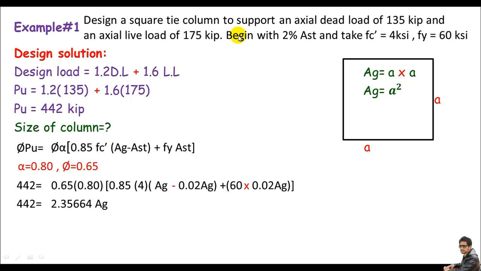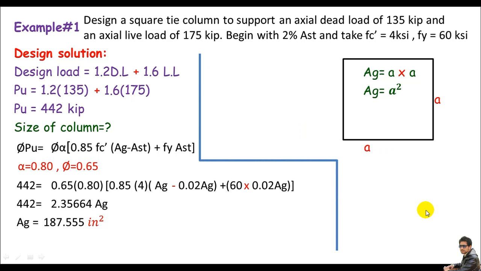Alright, divide both sides by 2.3566, so we can get AG equals 187.555 square inches. Because this is the area, that's why we take it as square inches. Now from this AG, of course, I can calculate the size of this column.